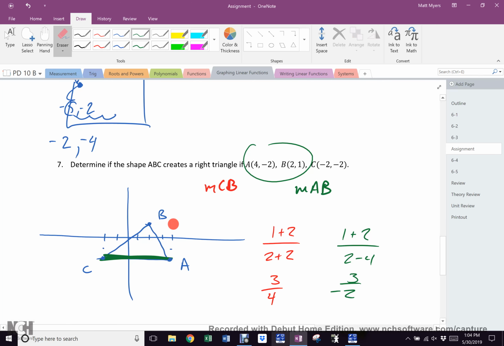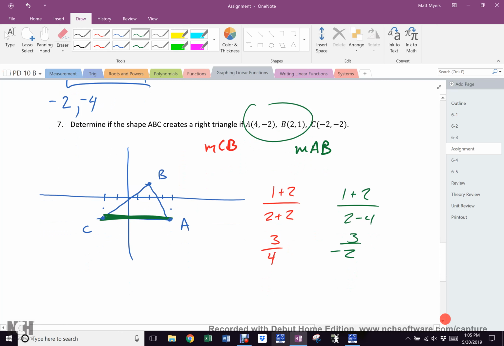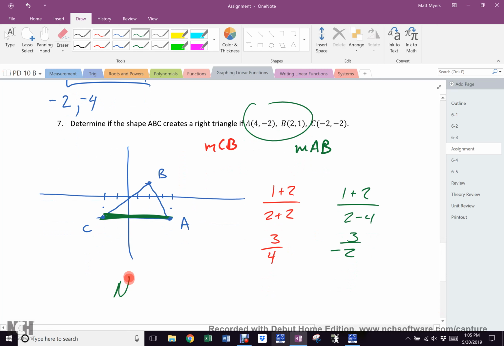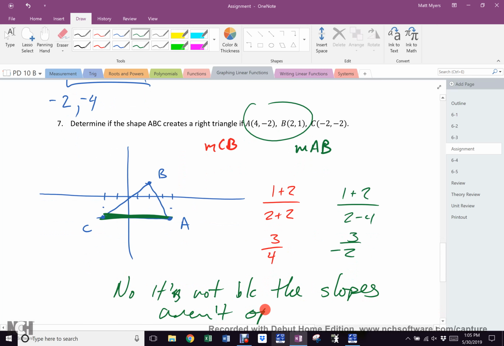Sketch first. So, have I actually answered this question yet? No. Answer the question for me. No, it's not. Because the slopes aren't opposite reciprocals. Because I'm too lazy to write it all out.